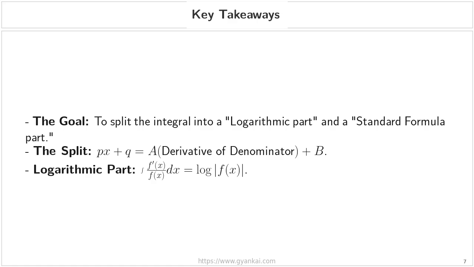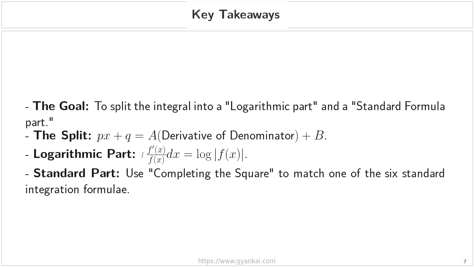Moving on, logarithmic part. The integral of f prime of x over f of x dx equals the natural logarithm of the absolute value of f of x. This is a crucial integration rule to remember. If you can manipulate your integral so the numerator is exactly the derivative of the denominator, then this rule applies directly, giving you a simple natural logarithm. F prime of x represents the derivative of the function f of x.